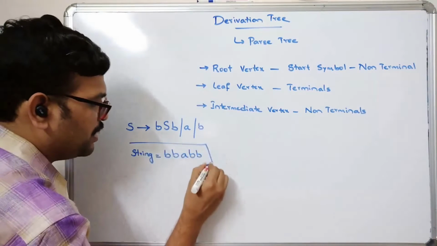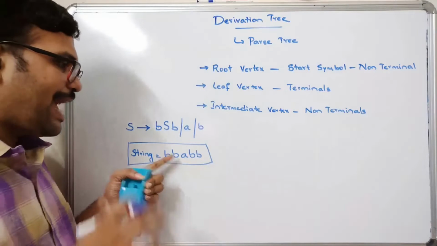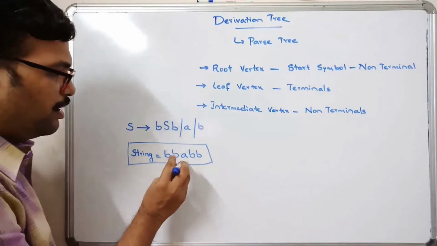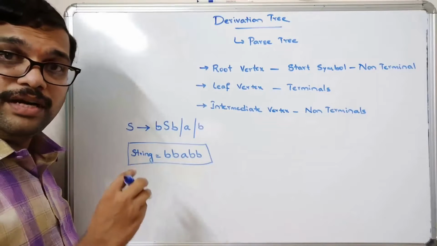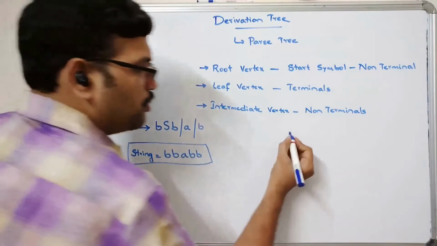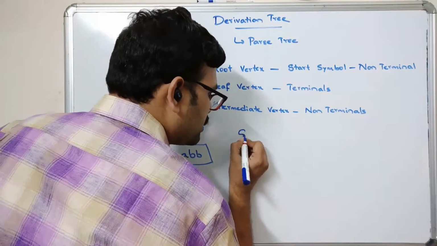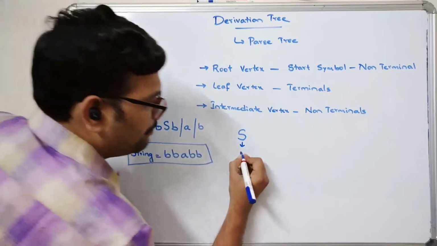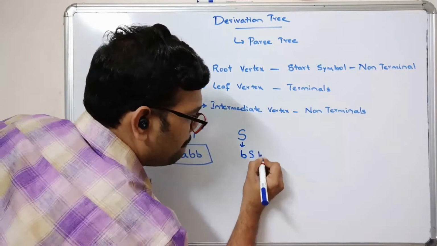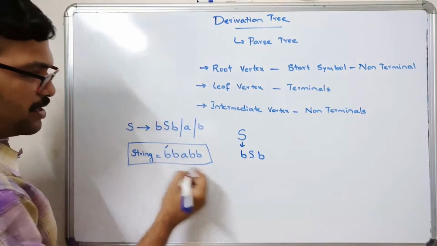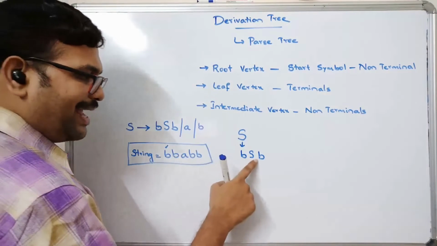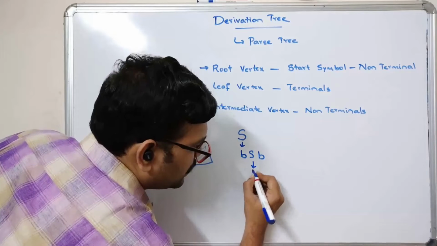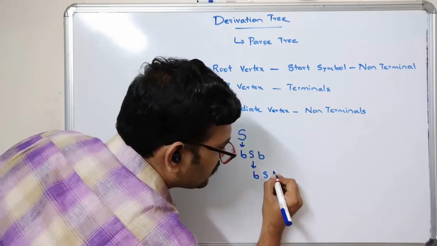So we need to construct the string. Construction of a string means this string is accepted by this particular context-free grammar, so we need to derive the string from these production rules. Let us start with the start symbol S. In S we can substitute BSB. The first B is done, and again S can be substituted with BSB. Once again, I will go with BSB.